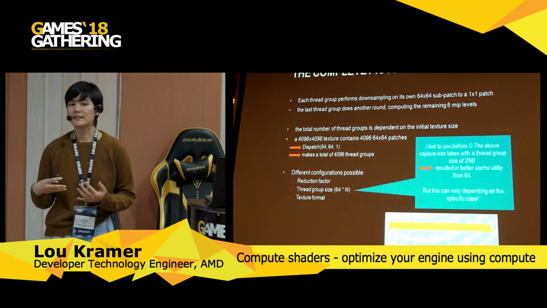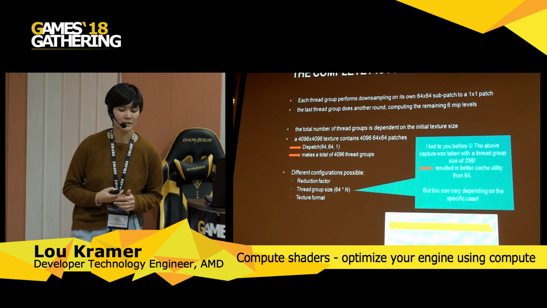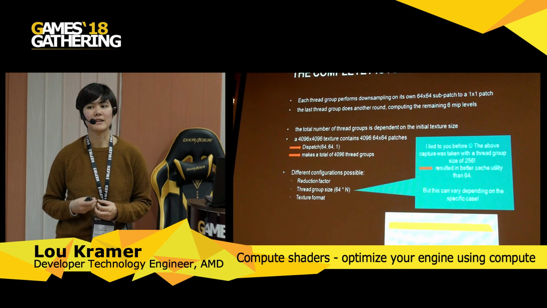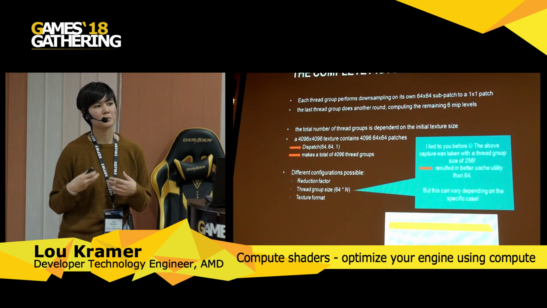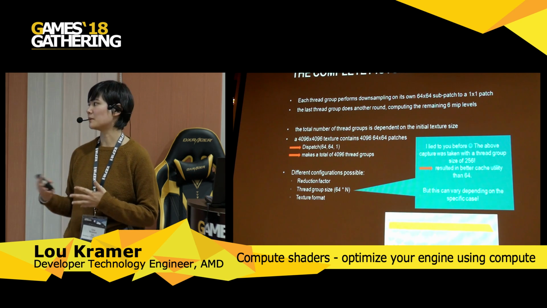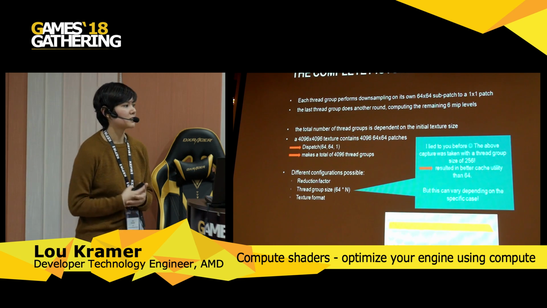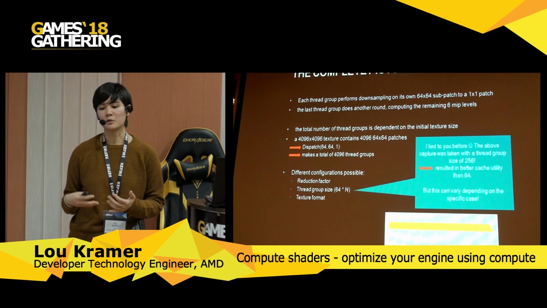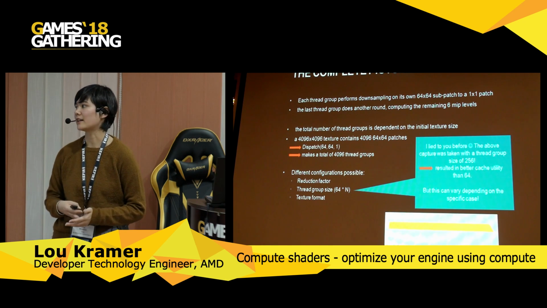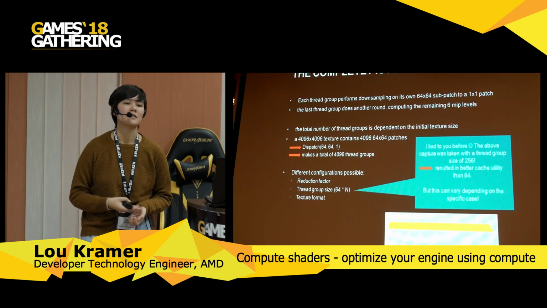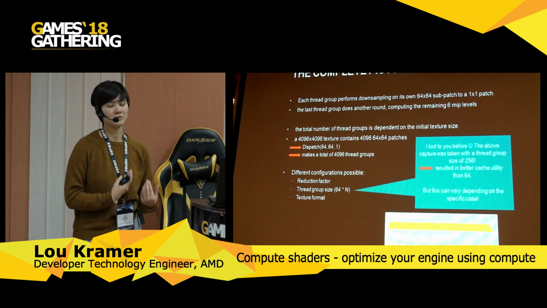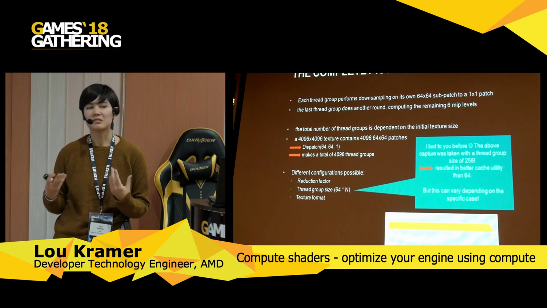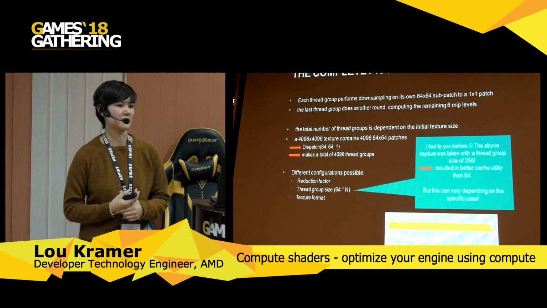But really, the takeaway point here is that you always need to measure which configuration is the best for your specific problem case. There's not one solution I can present. It really depends on different factors, like how much work you have concurrently in flight, what your texture format is, and so on. So just measure what works best for you. And in this case, it was 256 threads for one thread group.